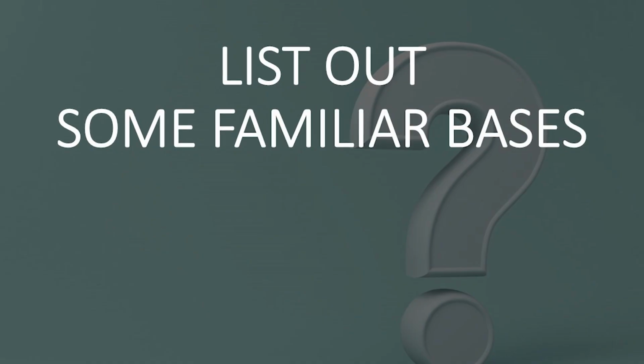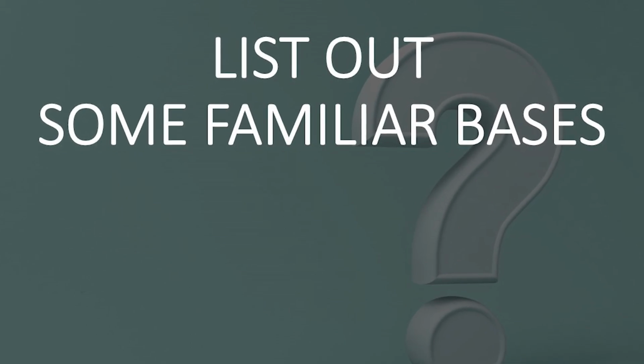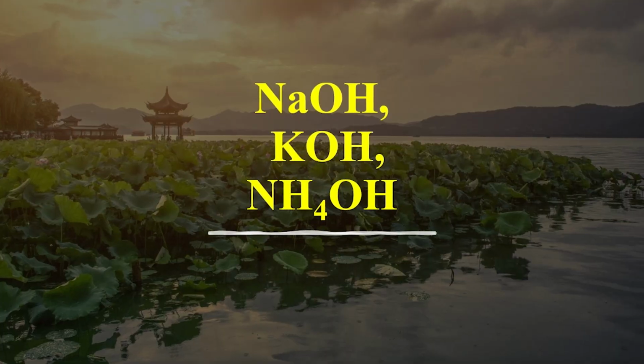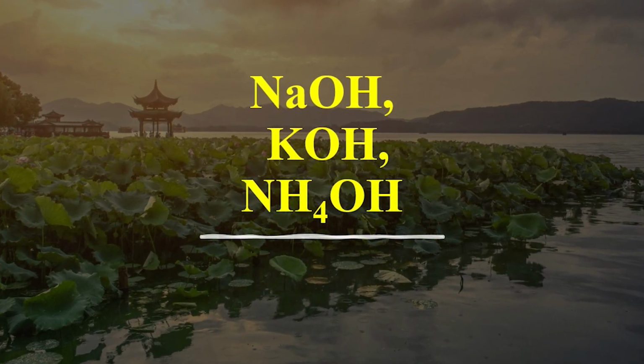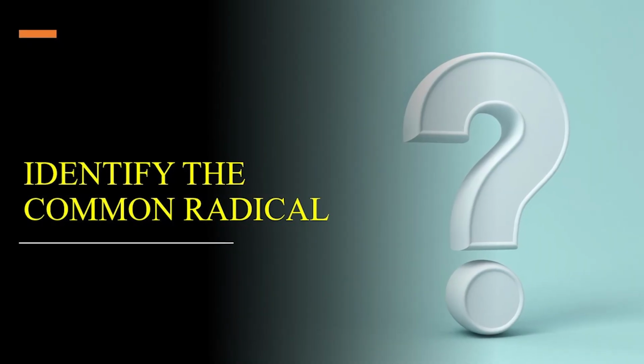Students, please write some common examples of bases. Yes, they may be sodium hydroxide NaOH, potassium hydroxide KOH, ammonium hydroxide NH4OH. As in the previous case, can you find out the common ion or radical in them? Yes, it is the OH minus ion. Based on this observation, you can formulate the concept of acid and base.